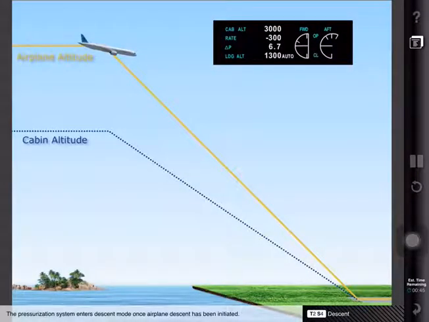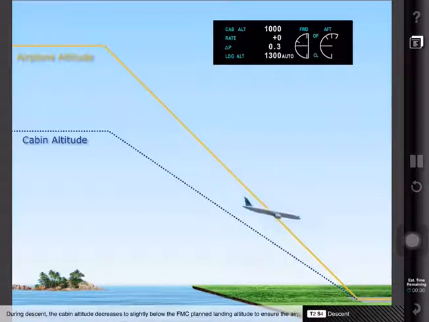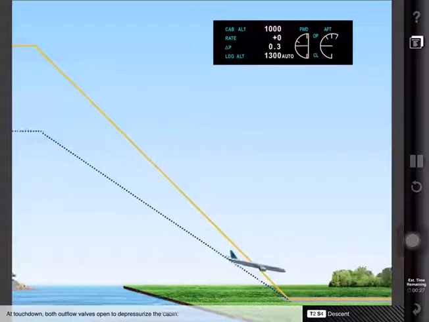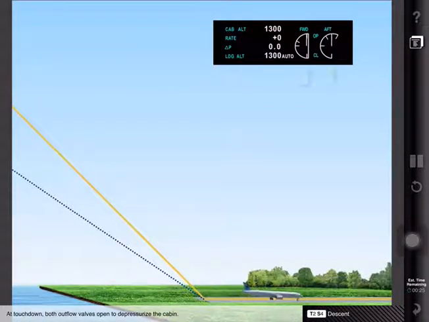The pressurization system enters descent mode once airplane descent has been initiated. During descent, the cabin altitude decreases to slightly below the FMC planned landing altitude to ensure the airplane lands pressurized. At touchdown, both outflow valves open to depressurize the cabin.